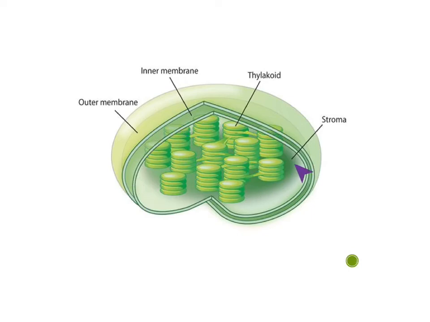And then we have this fluid-filled interior called the stroma. Within the stroma, we have these stacks of thylakoids. I like to call them pancakes because they look kind of like pancake stacks to me. But there you have it.